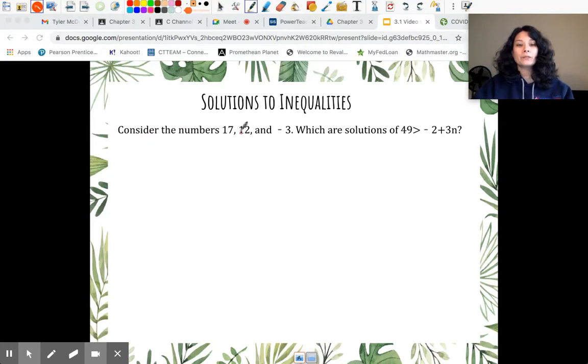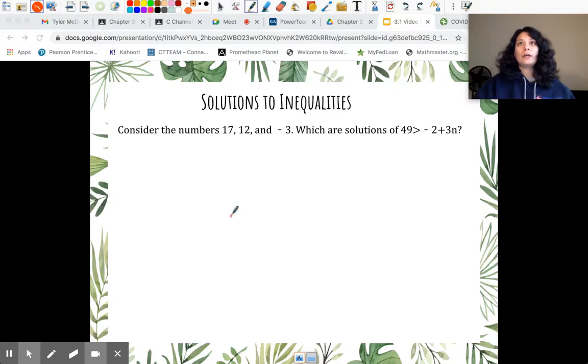It says, consider the numbers 17, 12, and -3, which are solutions to 49 is greater than -2 plus 3n. Okay, so here's the thing. For an equation, there's only one answer, right? So if you're doing a check and you find the correct answer, you don't really need to check all the other numbers. For an inequality, you have a range of answers, right?